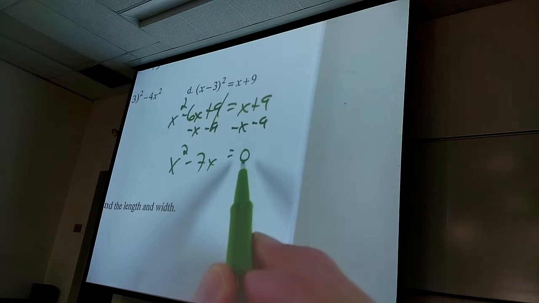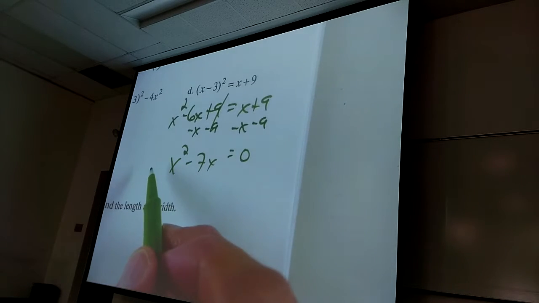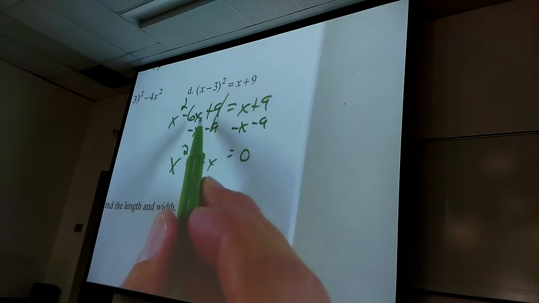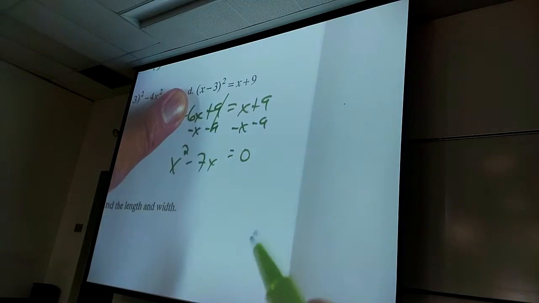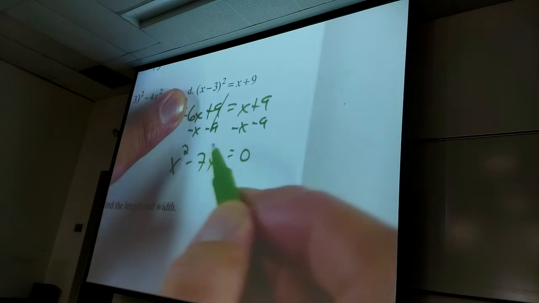Why did I set it equal to 0? Because there's nothing in front of the x squared. There's an x squared term. They can't go together with the other x term. If that wasn't there, I would just subtract 9, subtract x, divide by negative 7, be done with it.